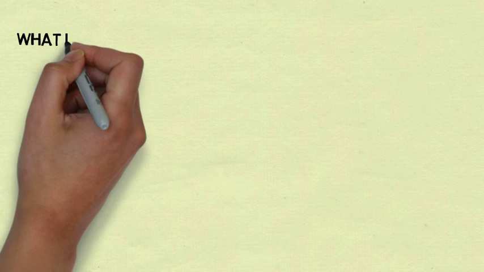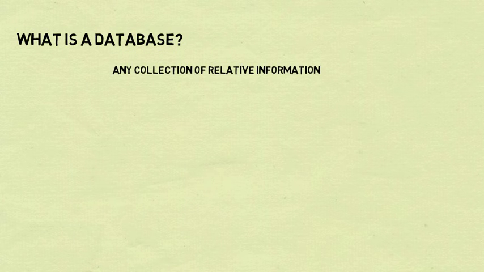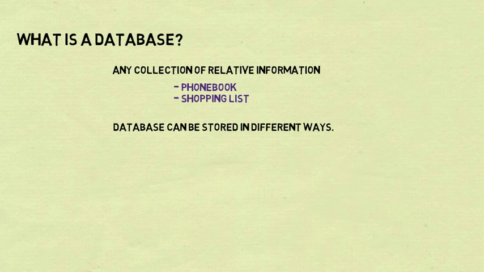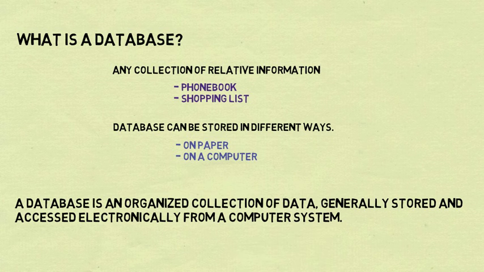Firstly, what is a database? A database is any collection of related information. It can be a phone book, shopping list, etc. And a database can be stored in different ways, like on paper, on a computer, etc. By general definition, a database is an organized collection of data generally stored and accessed electronically from a computer system.